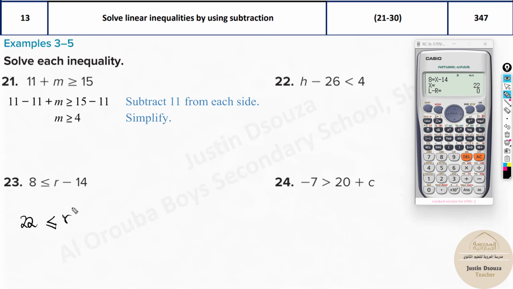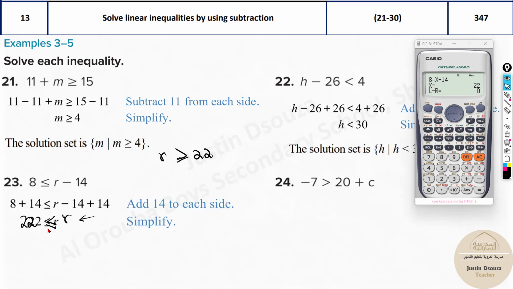Now, in your options, this may not be there as the answer. They will write it as R greater than or equal to 22, which is the same. See, 22 is less than or equal to R, or if you read it from here, R is open-ended. That means R is greater than or equal to 22. So this is the same thing. Now, if you look at the solutions, you can see over here R is greater than or equal to 22. This is the solution. So this is how you need to understand to change the form if you're doing it in the calculator.